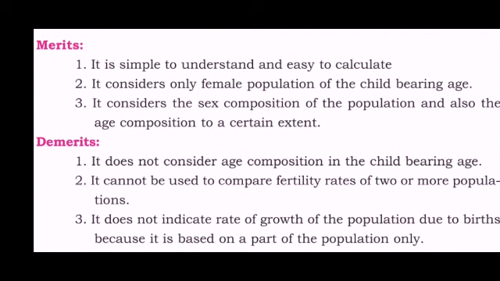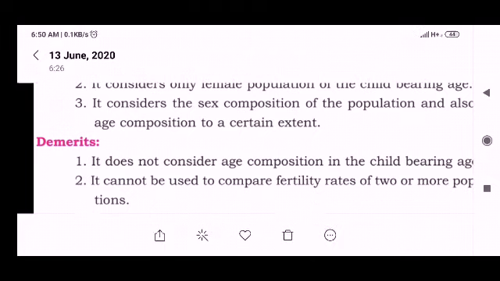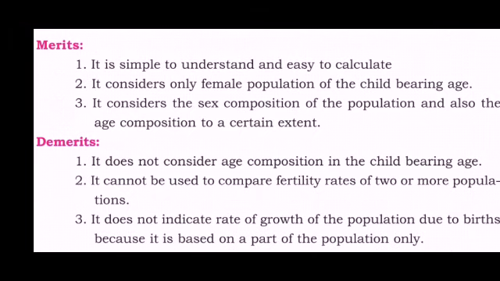Then third one is, it considers the sex composition of the population and also the age composition to a certain extent. So here it considers gender, male and female. So it segregates the population and takes only females. Again, females of the age group who come under the childbearing age, so that we can accurately determine the birth rate here. And demerits are, it does not consider age composition in the childbearing age.